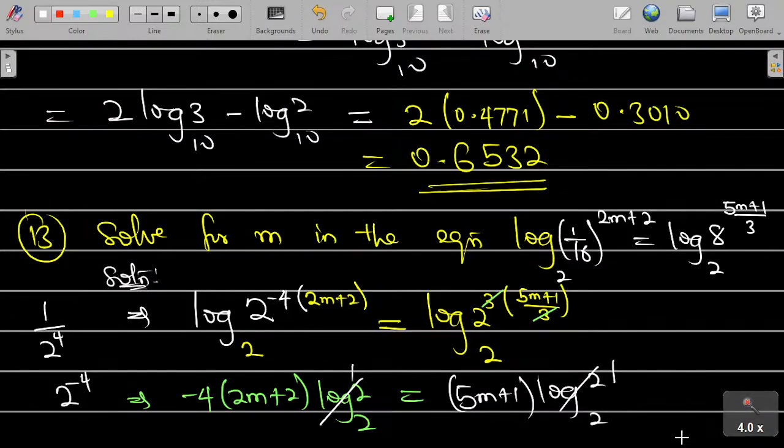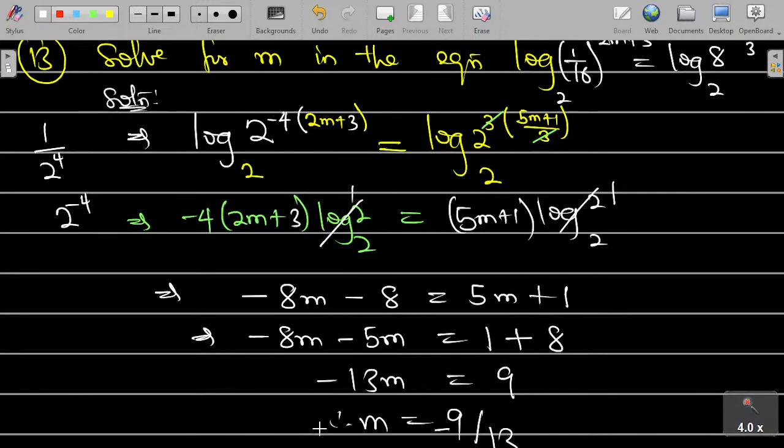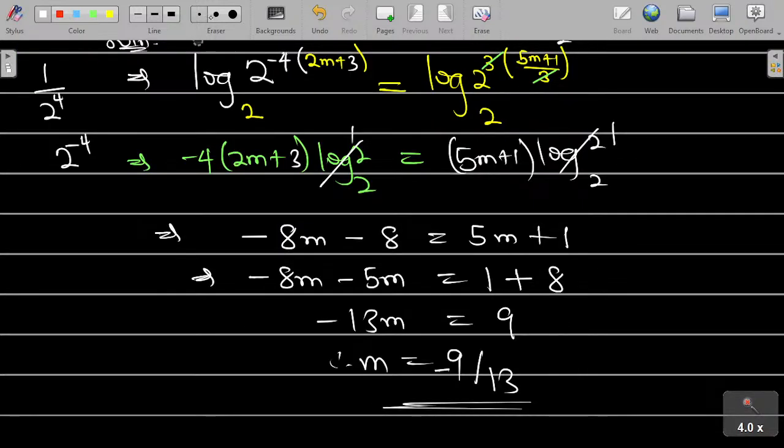Okay, so sorry, this is 2m plus 3, not plus 2. Oh my god, this is plus 3. So let's just correct it. The places where we made that mistake: here is 3, and here is 3. It will affect our answer. I can change here, and then it will affect this one, and then this one, and the final answer. So let me quickly correct that.